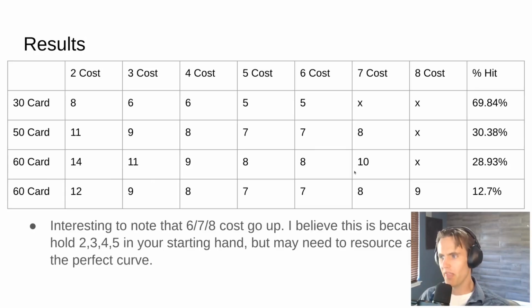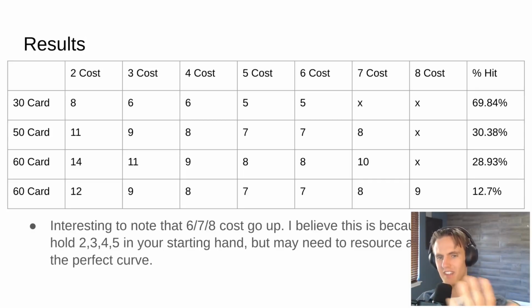Cool. So one thing that's interesting in this data is you can see there are more 7 cost here than 6 cost, and that is pretty interesting. I believe that is due to the fact that if, let's say, your initial hand, you drew a 2, 3, 4, 5, 6, 7, unfortunately, you have to resource cards. Even though you have the perfect hand, you have to resource 2 of them.